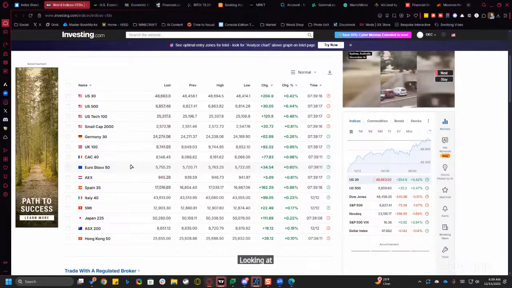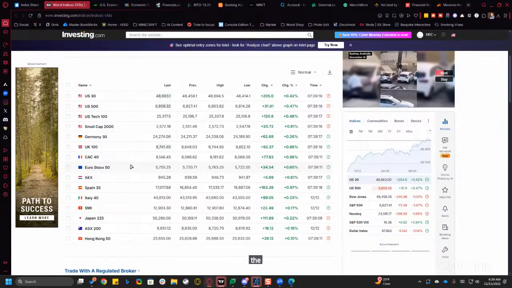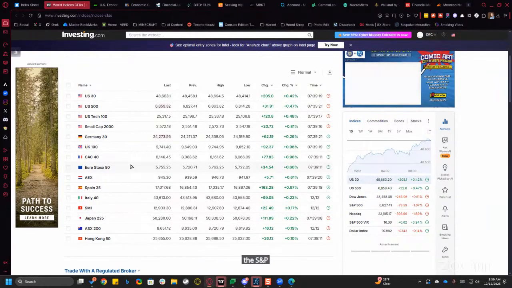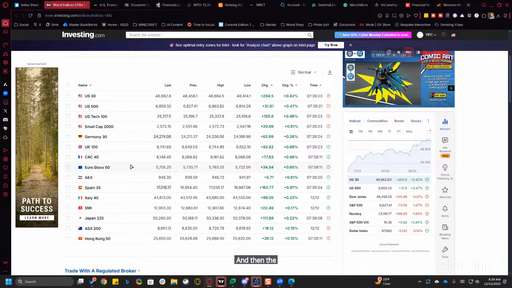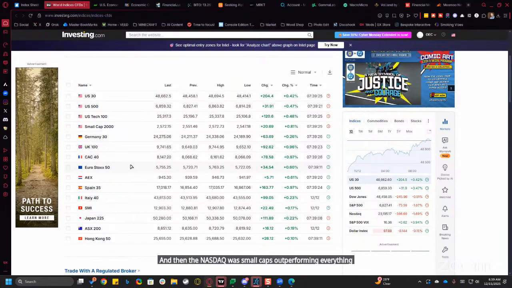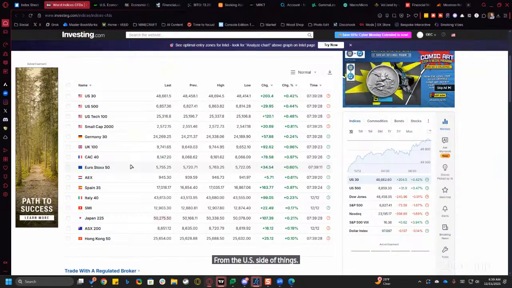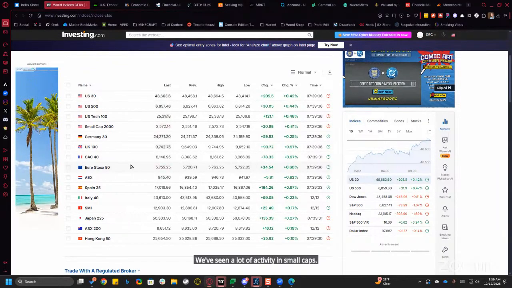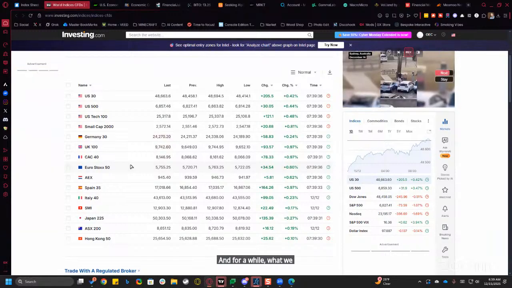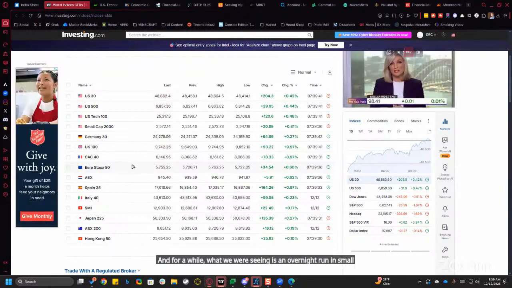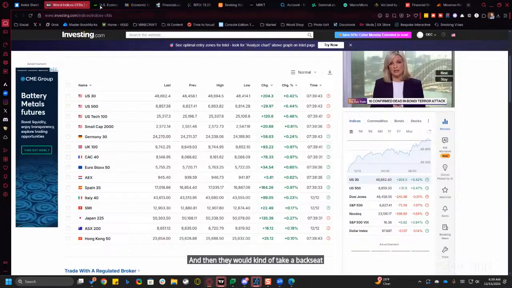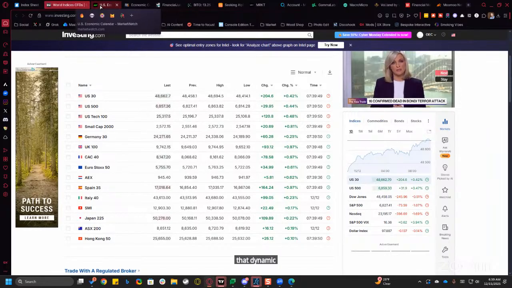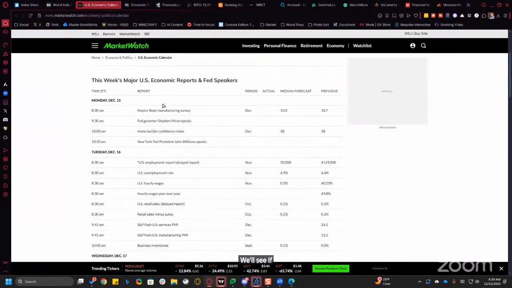Looking at the US, the Dow is up near a half, the S&P also, and then the NASDAQ with small caps outperforming everything from the US side of things, up more than 0.75%. We've seen a lot of activity in small caps. For a while, what we were seeing is an overnight run in small caps, and then they would kind of take a back seat as we got into the open. That dynamic is changing a little bit. We'll see if they can continue to outperform.